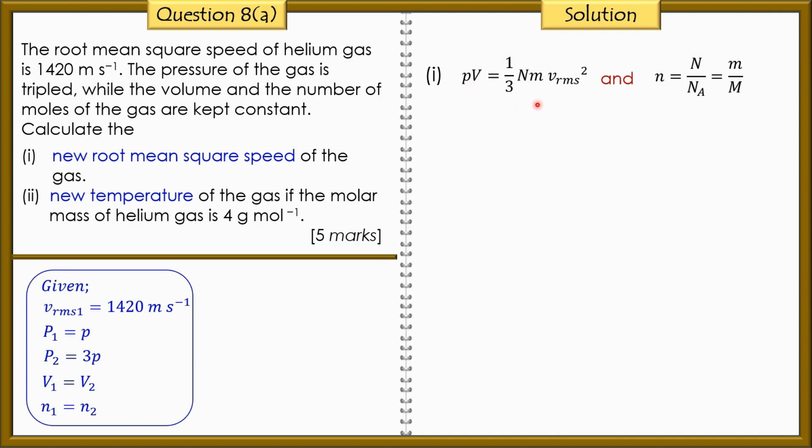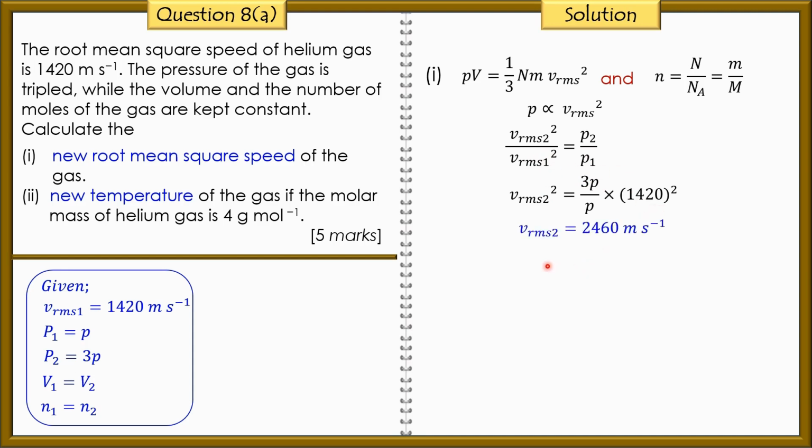After that, take a look at the equation. Because V, N, and M are constant, we get the relationship that the pressure P is directly proportional to VRMS squared. From that relationship, we can use the ratio concept to calculate the new root mean square speed, where the new VRMS squared over the old is equal to P2 over P1. P2 is 3P, P1 is P, and then we substitute VRMS1, 1420. You will get that the new root mean square speed is 2460 meter per second.